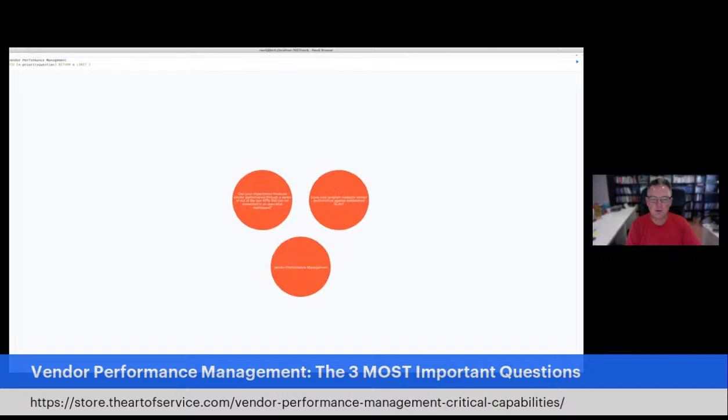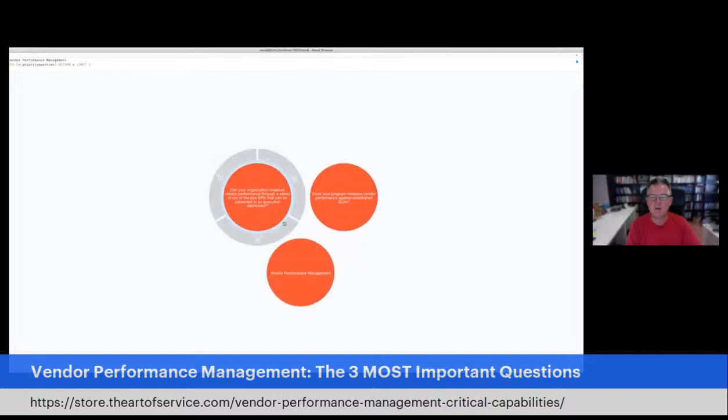Okay, let's go to the number 2 of the most important question to ask. The number 2 of the most important question to ask is, can your organization measure vendor performance through a series of out-of-the-box KPIs, key performance indicators, that can be presented in an executive dashboard? So I want a dashboard. Of course I want a dashboard.